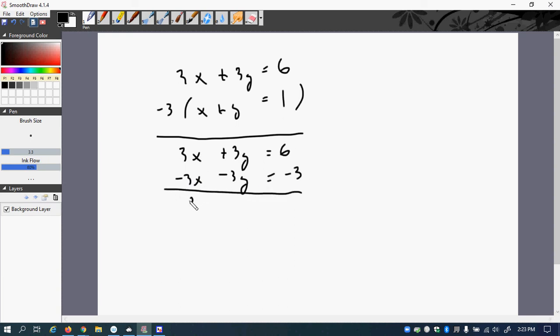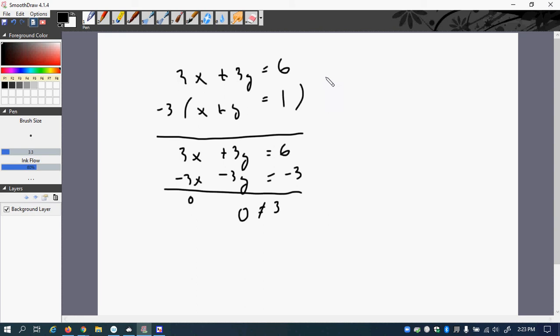The x's go to 0, the y's go to 0, but 6 minus 3 is 3. And that's not a true statement. 0 does not equal 3. So in that case, that's interesting as well. So what is that telling me?